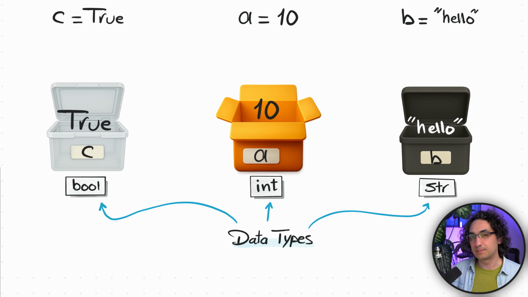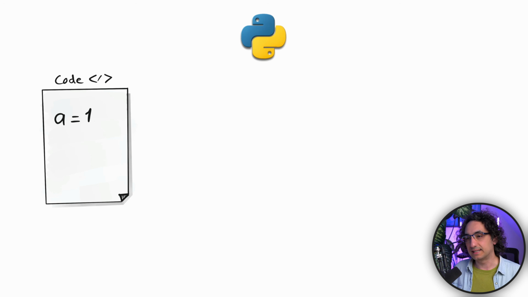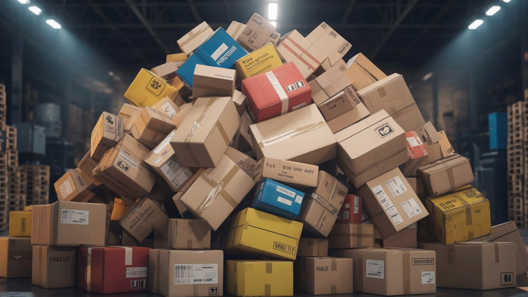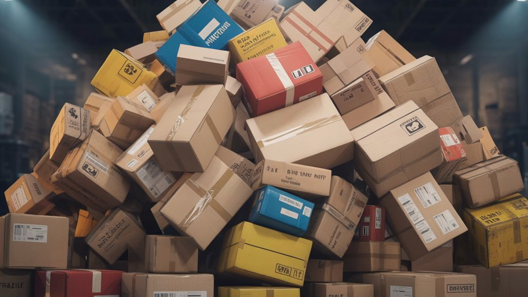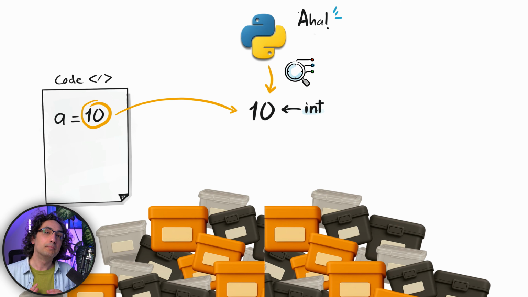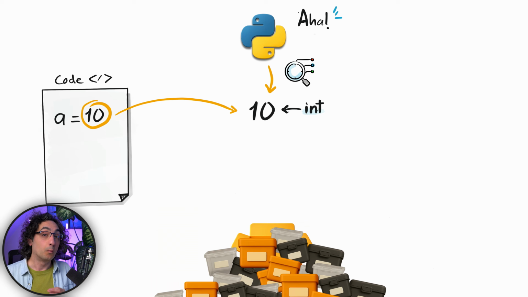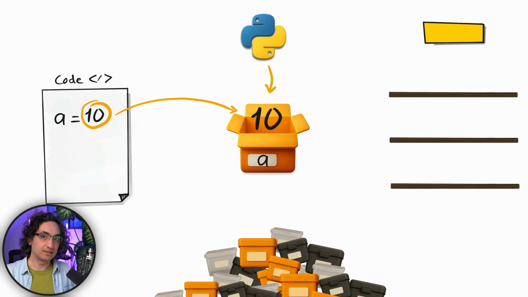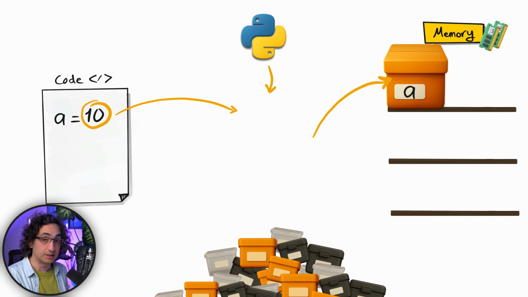So let's see how Python works behind the scenes. Let's say that in the code you said a is equal to 10. The first thing that Python is going to do is check the value. It's going to ask itself, what type of data is it? So Python here is inspecting the values inside your code, and it is smart enough to say, this is an integer. Behind the scenes, Python has a lot of empty boxes with different sizes and shapes. Since it is an integer, Python is going to choose the right box with the right size. It's going to put the label a, the variable name, put the value inside it, and then put the whole thing in the memory. Alright, so now let's move on.